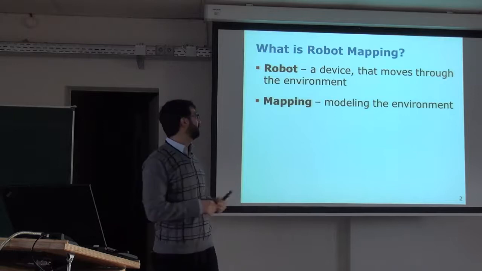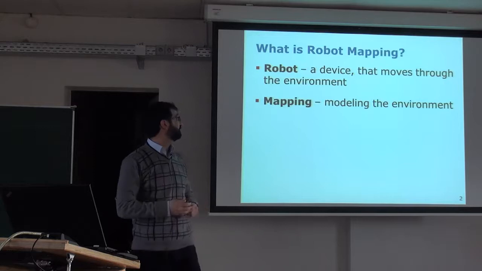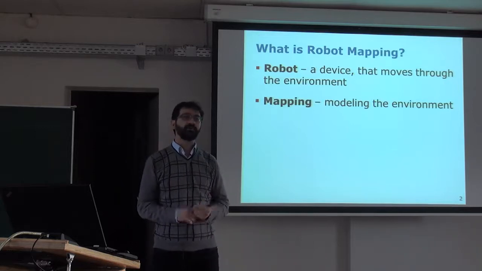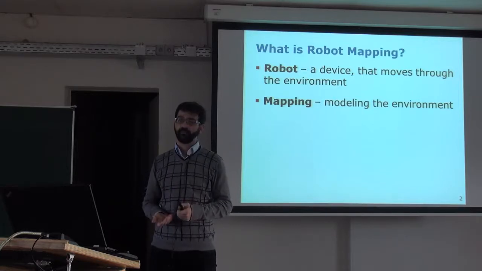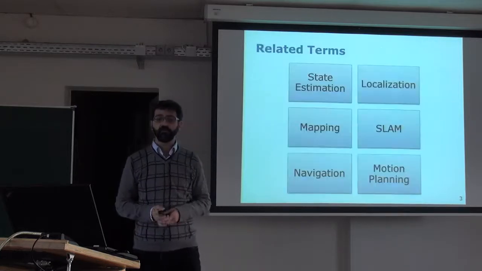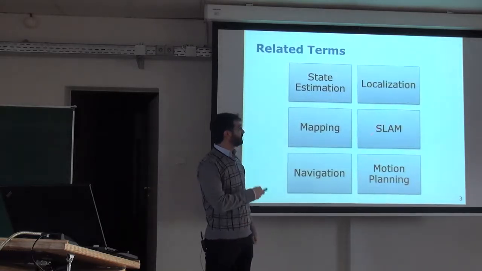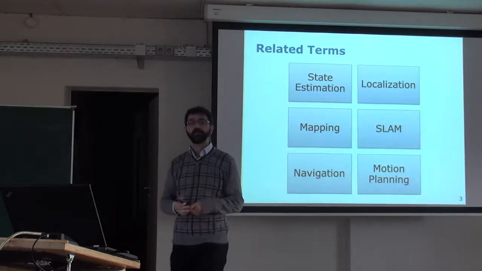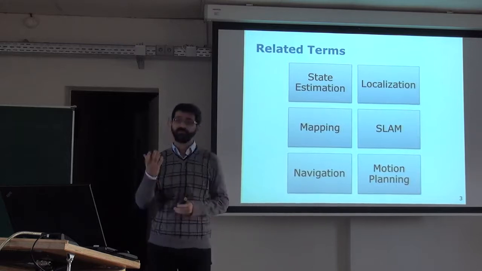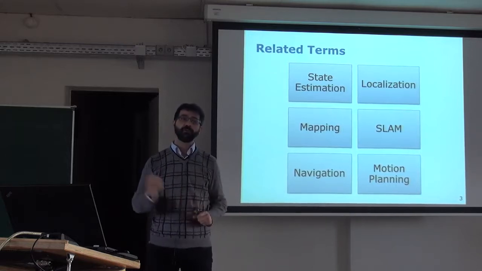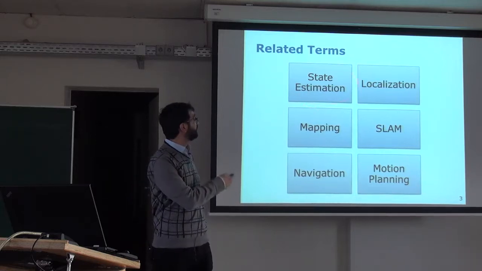And mapping, we use the English word somewhat improperly, but it actually means modeling the environment. So in an informal way, it basically means to build a map of the environment. Okay? There are a few other terms that you might see around. So mapping is what we've seen. SLAM is what we said before, and stands for simultaneous localization and mapping. Of course, we have localization, which is just the problem of knowing where the robot is in an environment. There is also this other related term, which is state estimation.